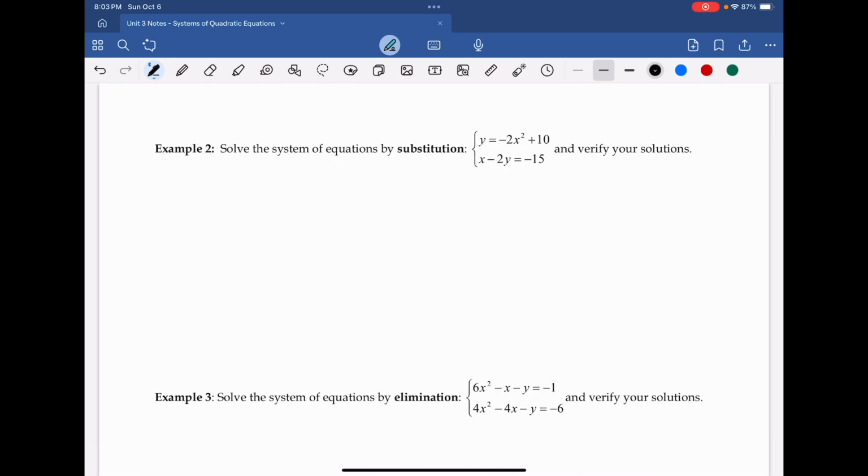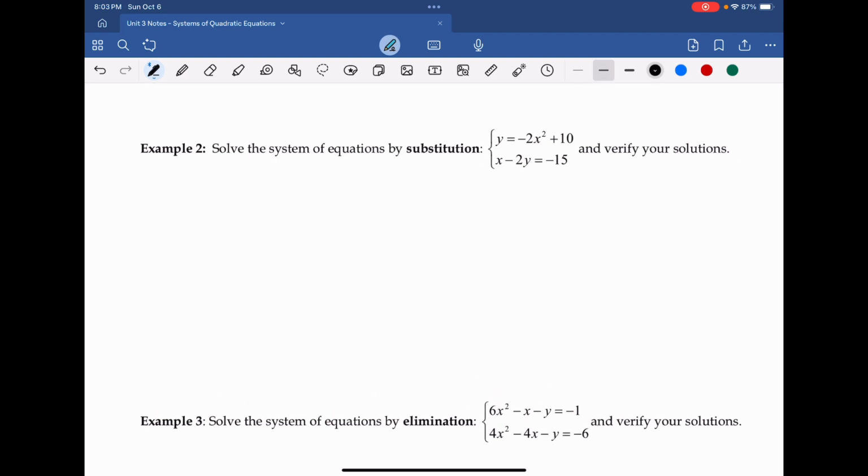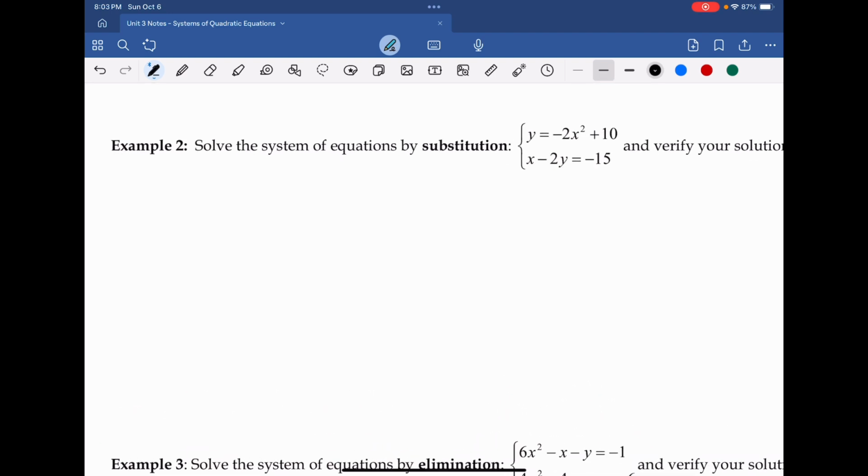All right, solve the system of equations by substitution. Okay, here's where they specify it. If they don't specify, remember, you can choose if they just say algebraically, but in the case they specify, we must follow the method. So for substitution, really beautifully, if you look at this, we have a linear equation here. The top one is going to be a quadratic equation.